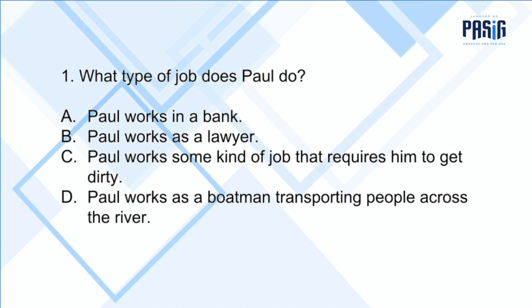Question number 1. What type of job does Paul do? Letter A. Paul works in a bank. Letter B. Paul works as a lawyer. Letter C. Paul works some kind of job that requires him to get dirty. Or letter D. Paul works as a boatman transporting people across the river.